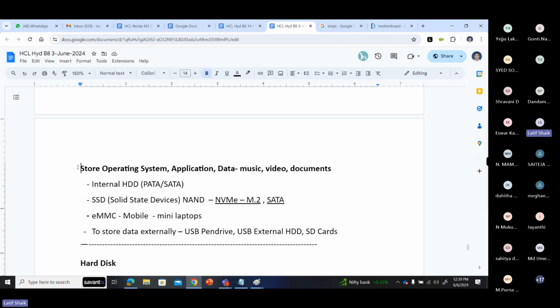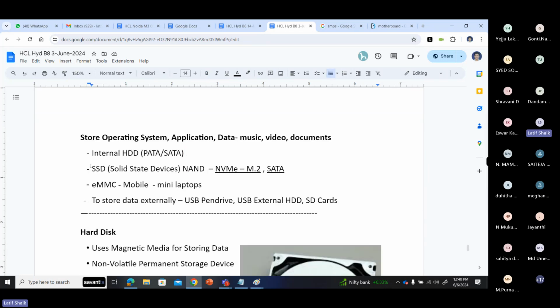So to store the operating system, applications, and data like music, video, or document files, we need two different things. Like in your desktops and laptops, we have an internal hard disk. We use the internal hard disk to store your operating system, applications, and data. Nowadays, we are using SSDs instead of hard disks. SSDs are NAND type of storage, either SATA interface SSDs or M.2 type of SSDs, which we are using in your laptops and desktops to store your operating system and application data.